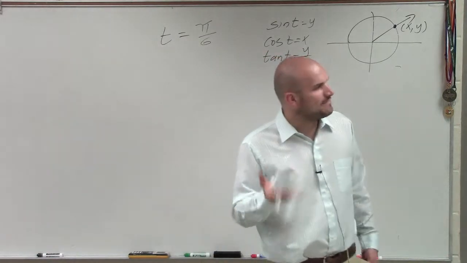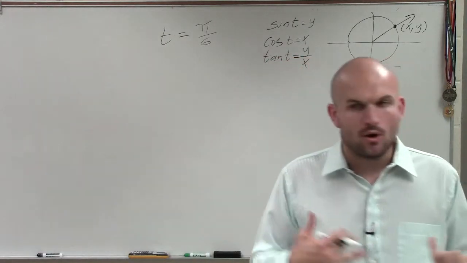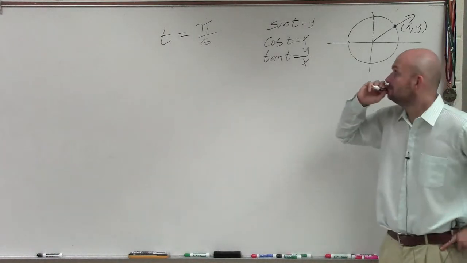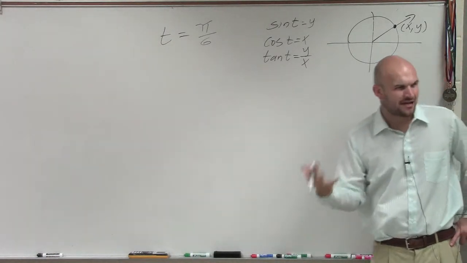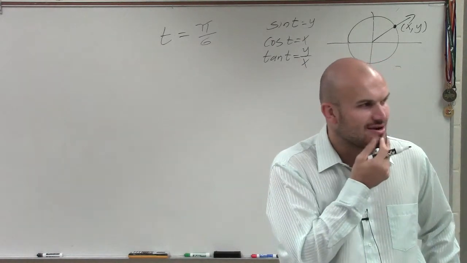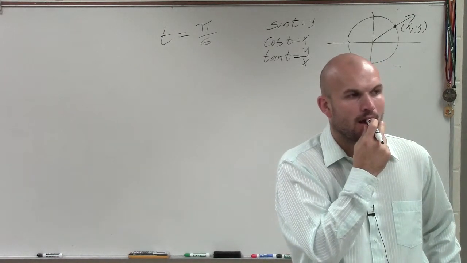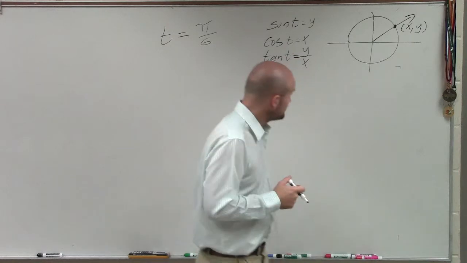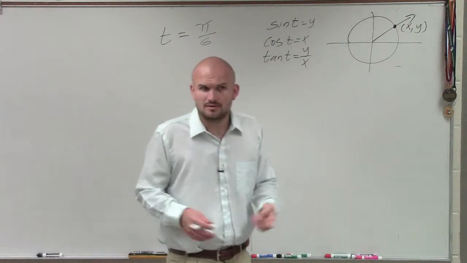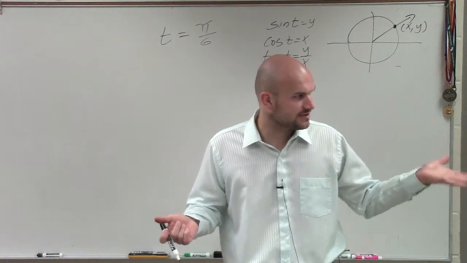So does anybody remember why, when we're evaluating sine and cosine and tangent, the sine represents y and the cosine represents x? There's a value that's very important that made that happen. Does anybody know why the sine equals y? Yes, Kevin? Yes, you're measuring from the x-axis, but why is it the y? Because what does sine represent? What is the definition of sine? It's the ratio of what? Yes, Fisher?